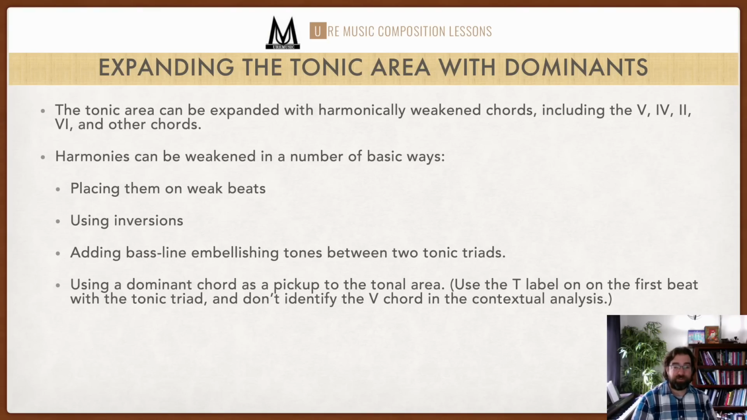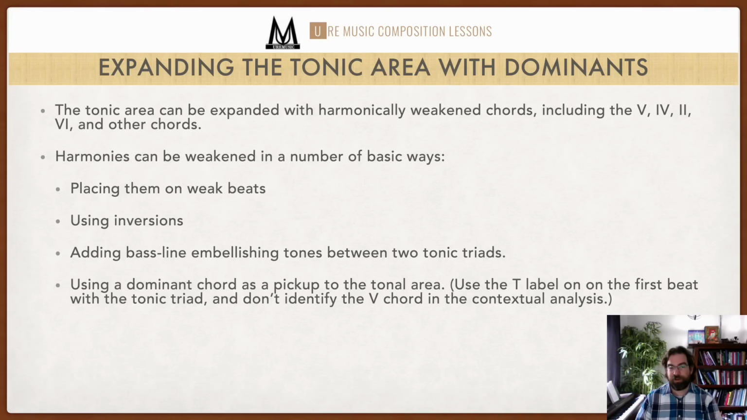You can also use inversions. Inversions will weaken the sound of any chord. Anytime you have a chord that's in root position, where they're stacked in thirds, it creates a very strong resonance, and that's mostly because of the overtone series. When you use inversions, all of a sudden that relationship is obscured a little bit, and they don't sound as strong, so they sound weaker. You can also add bassline embellishing tones between 2 tonic triads, or embellishing tones between any of the upper voices. Embellishing tones are a great way to sort of obscure the tonic area and keep the piece moving forward. You can use a dominant chord as a pickup to the tonal area.